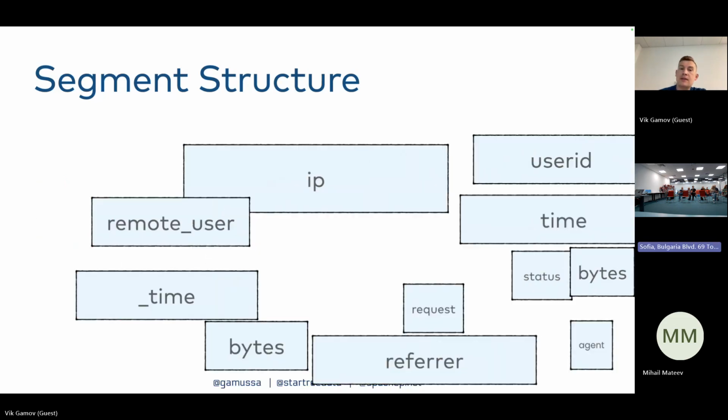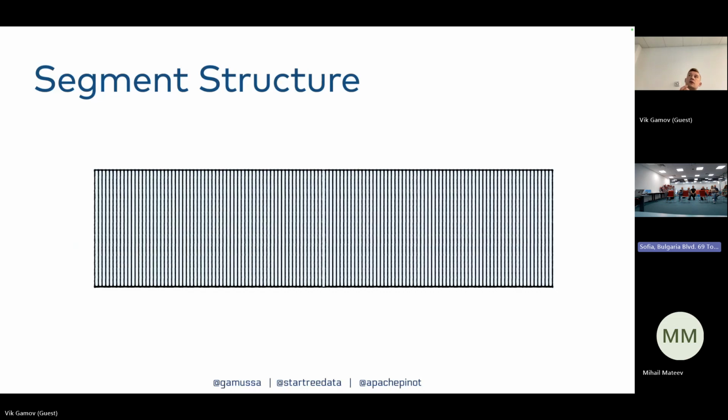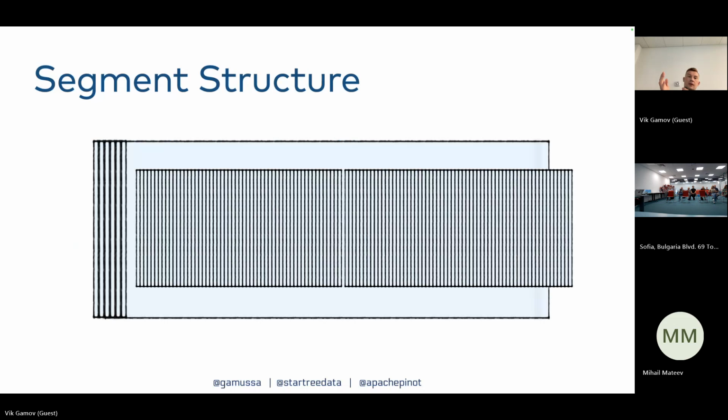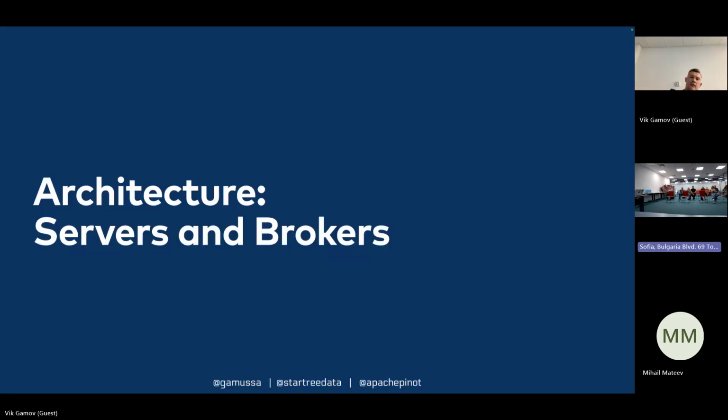So let's drill down into IP address, the way it's stored. We can have thousands of click stream events, and they might include thousands of different IP addresses. So every IP address will be stored inside the segment in a format like this. Inside every segment, we will have all IP addresses.